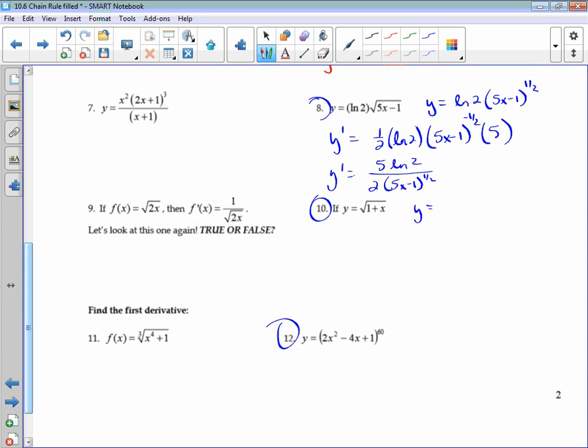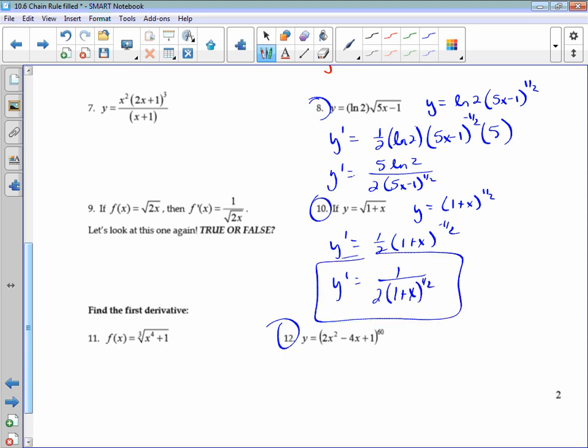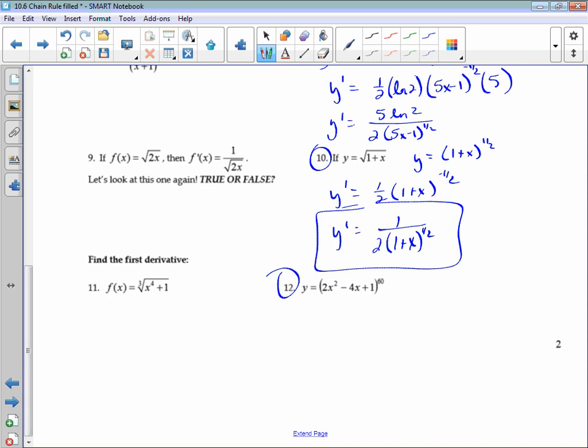So guys, think of this as 1 plus x to the 1. So your derivative is 1/2 times 1 plus x to the negative 1/2. Chain rule by itself, easy? It's just everything together that gets messy.